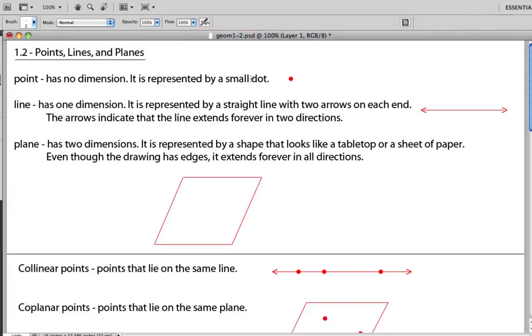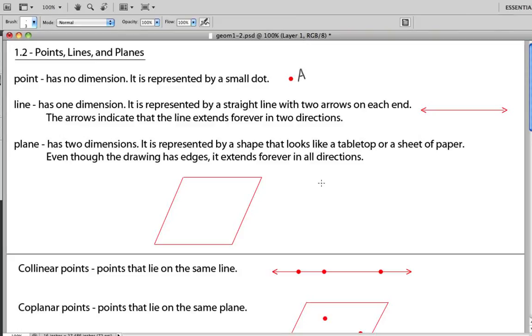This lesson is on points, lines, and planes. Let's look at these three terms. First, we have a point. It has no dimension and it is represented by a small dot. Usually we label this with a letter. I could call this point A.